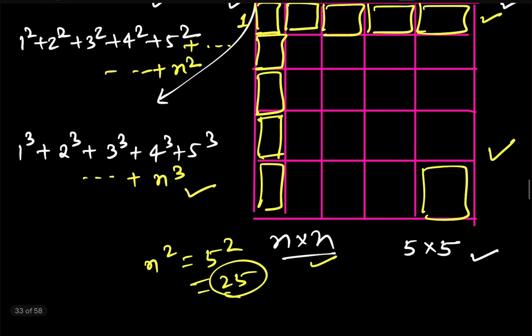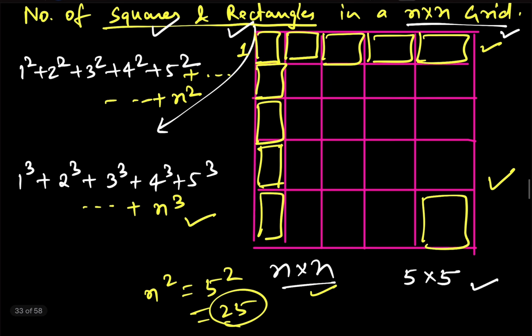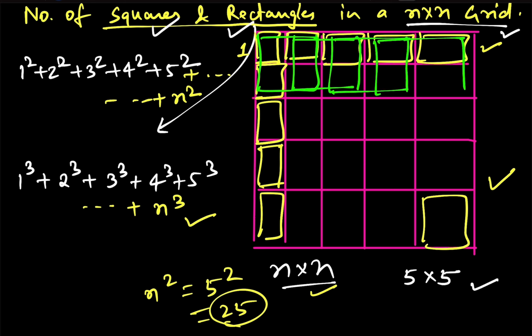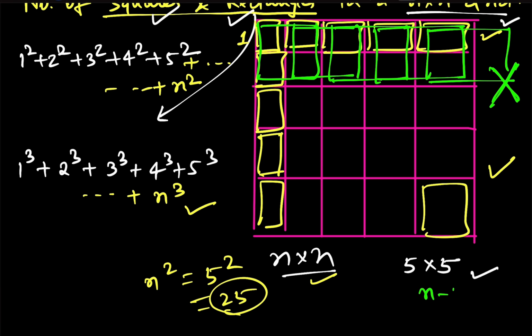But now let's see the bigger square, the 2 cross 2 square. For 2 cross 2 square, this is the first square, this is the second square, this is the third square, this is the fourth square. When you go for the fifth square, you will see you are going out of the grid, so it will not be counted. Similarly, for the nth grid, you can't go for the last grid because it will go outside the grid. So you can go only till n-1 columns.